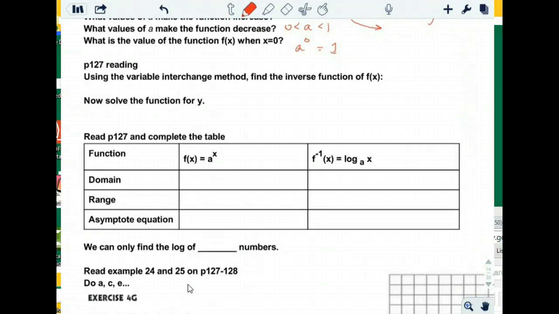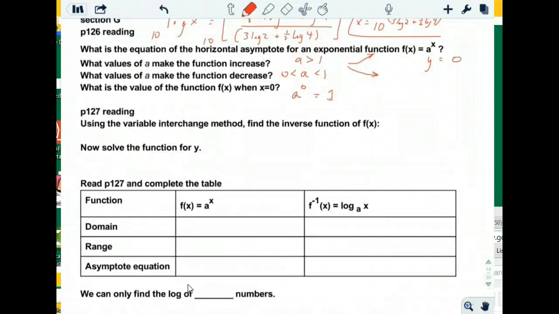Using the variable interchange method, find the inverse function of f of x. So f of x is equal to a to the x, and with variable interchange, you say x equals a to the y, and then you solve for y. Now, to solve for y, you need to take the log of both sides, which would give y log of a. So y is equal to log of x divided by log of a.